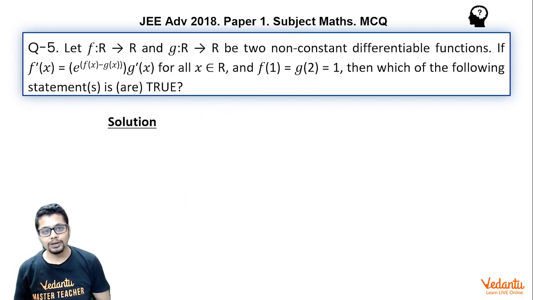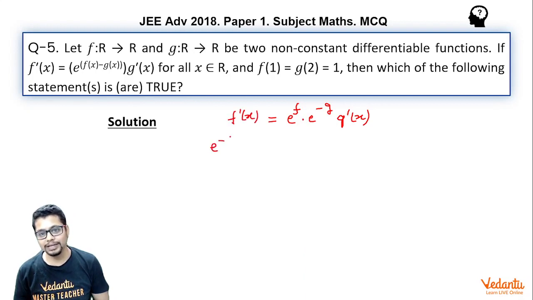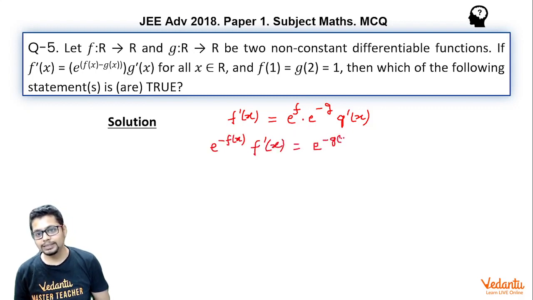So first of all, e to the power (fx minus gx) I can write as e to the power fx multiplied by e to the power minus gx, times g prime x equal to f prime x. So I'll just cross multiply e to the power fx. So essentially what I get is e to the power minus fx f prime x equal to e to the power minus gx g prime x.